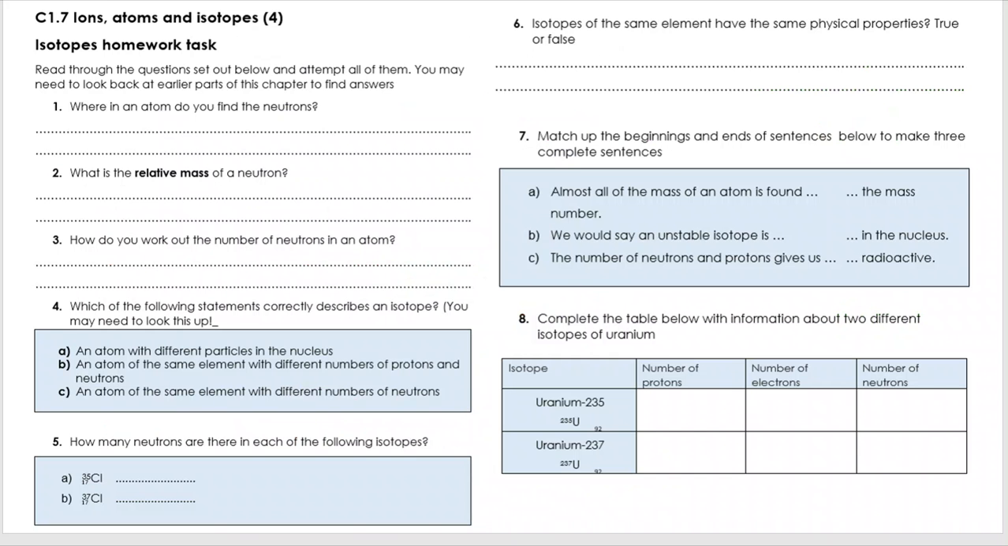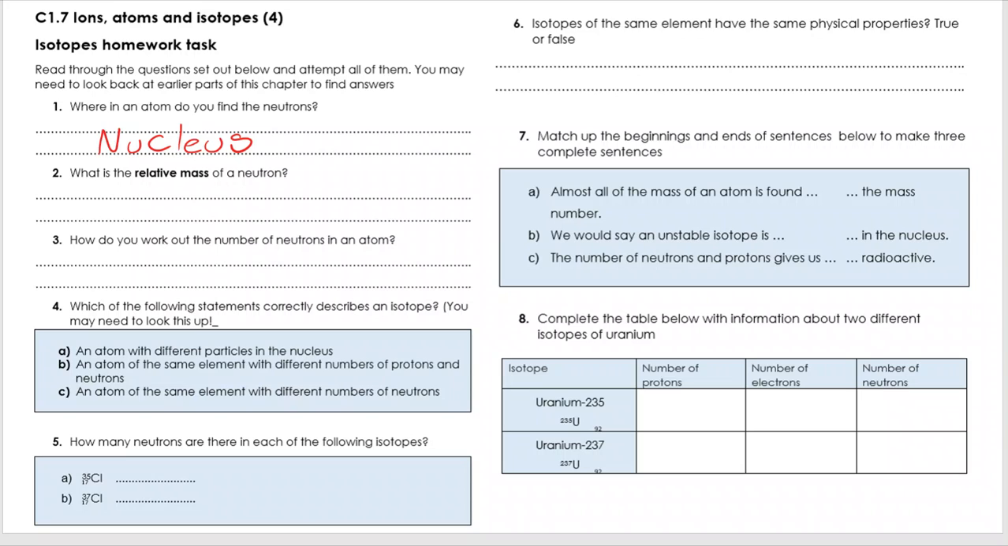Let's move on. Got another activity here. A few questions for you to work on for isotopes. And we have got, where in an atom do you find the neutrons? Well, we find them in the nucleus with the protons. Remember, the electrons are outside the nucleus, orbiting that central nucleus.